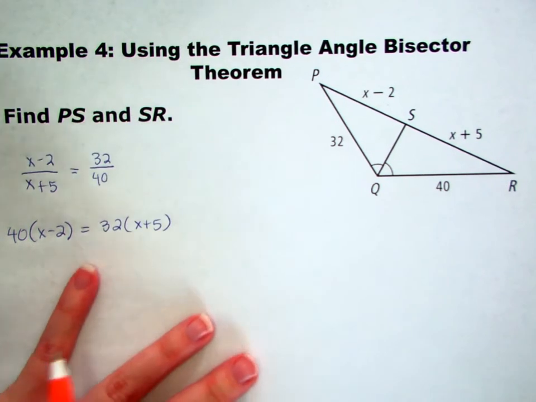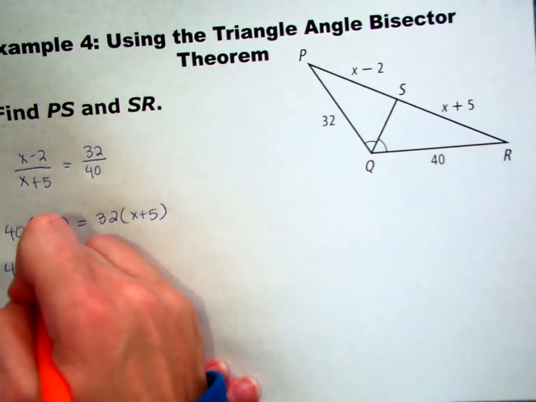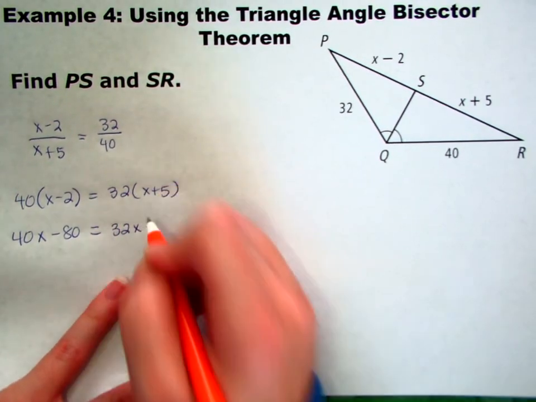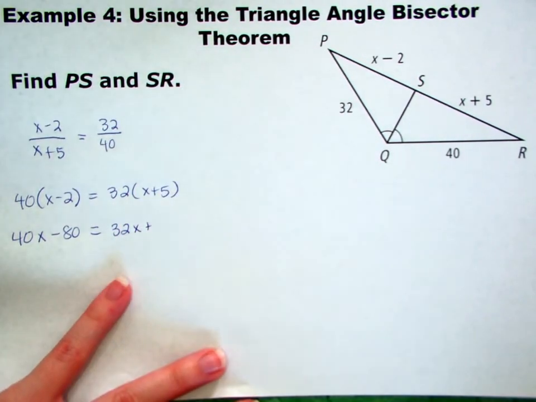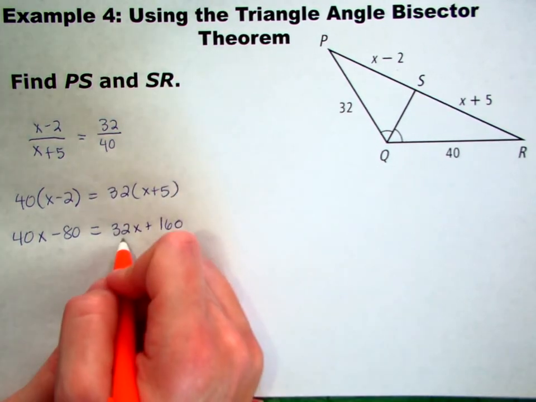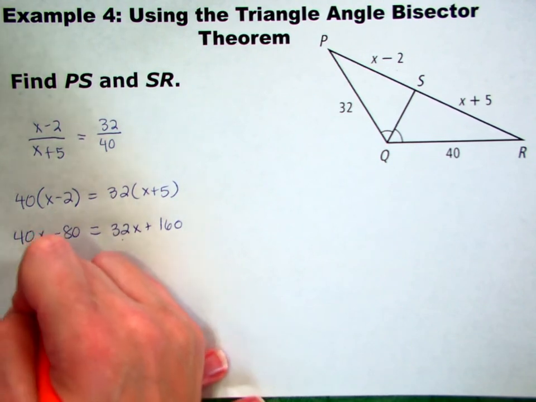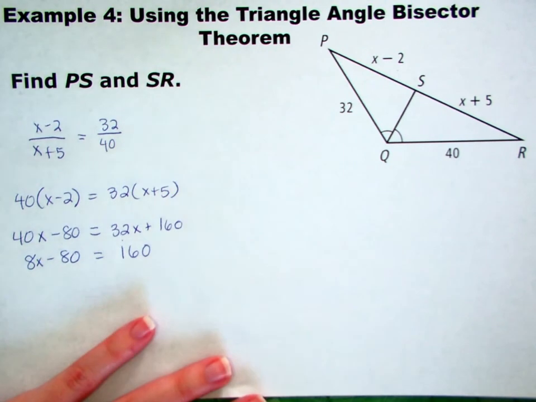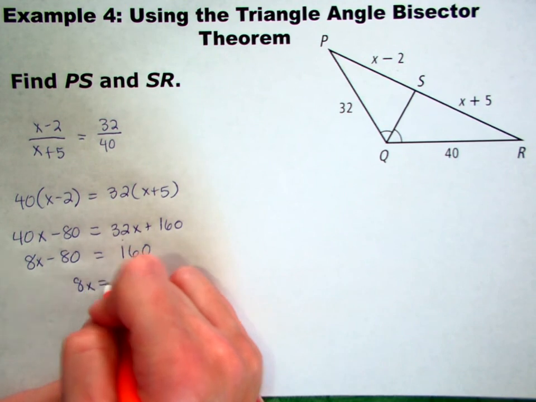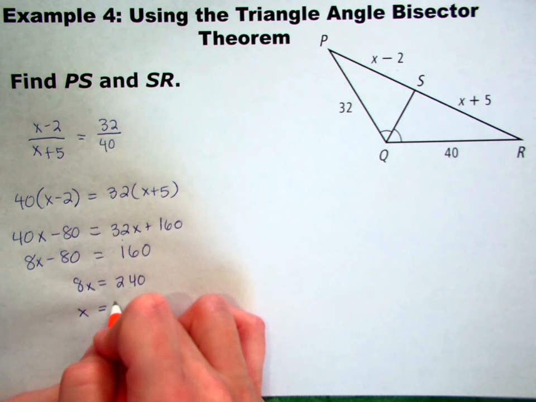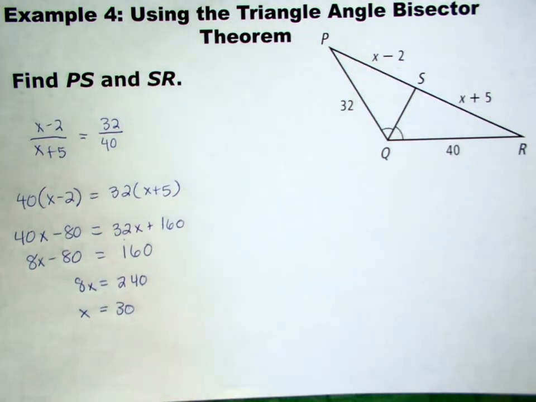Don't forget to distribute here. So we get 40x minus 80 is equal to, this is going to give me 32x plus, give me a second, I want to go ahead and do 32 times 5, 160. So we'll subtract 32x from both sides, and when we do that, we get 8x minus 80 equals 160. Then we're going to add 80 to both sides. So we get 8x is equal to 240. Now we divide both sides by 8, and 8 goes into 24 3 times. Don't forget that 0. So it's going to be 30.